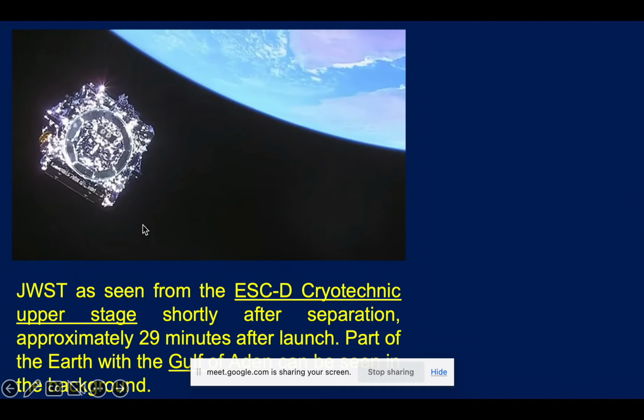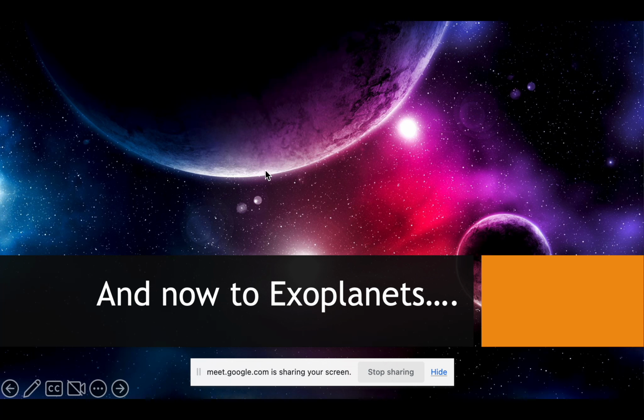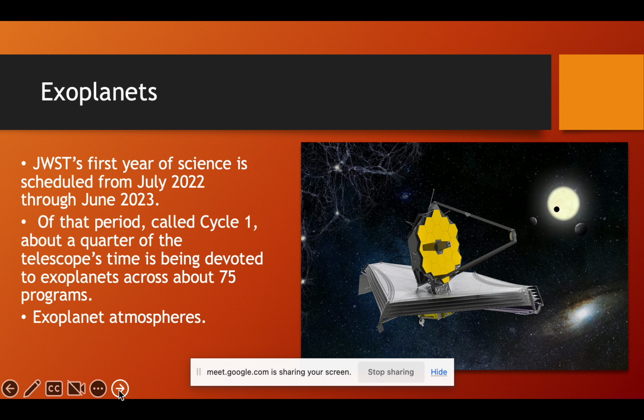So this is the last view we have of the James Webb when it was actually launched. Now I have only little time. We'll run up to exoplanets. I'll have to hurry through that. The James Webb's first year of science is scheduled from July 2022 to June 2023. And in Cycle 1, about a quarter of the time is actually being devoted to observations of exoplanets, essentially exoplanet atmospheres.